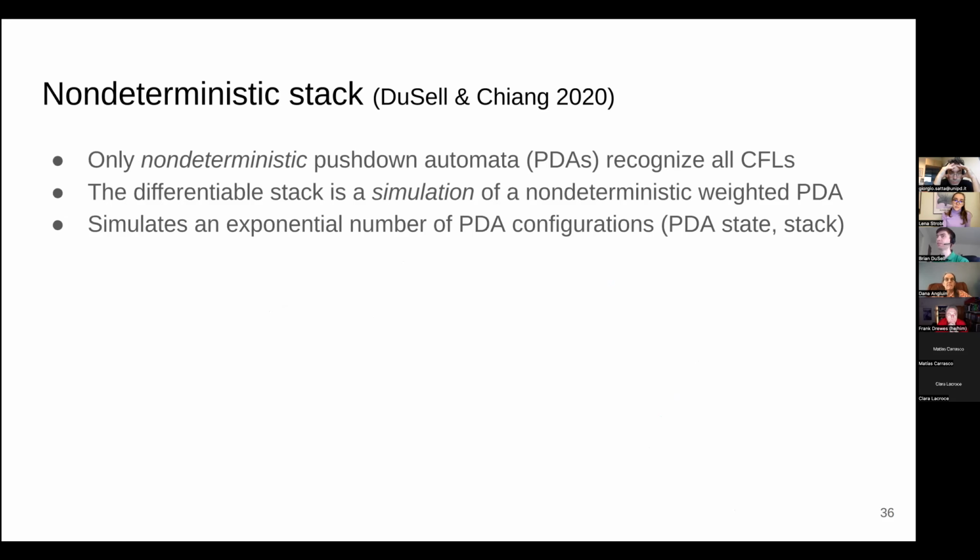All right, so this brings us to our non-deterministic stack. Our motivation for using this is that only non-deterministic pushdown automata recognize all context-free languages. So if you want an RNN that actually recognizes all CFLs, you really need to add a non-deterministic pushdown automaton. Just adding a stack is not enough. The key idea here is that our so-called differentiable stack is a simulation not just of a stack, but of a non-deterministic weighted PDA. This simulation includes an exponential number of PDA configurations, but I'm going to show you techniques that allow us to do this tractably.